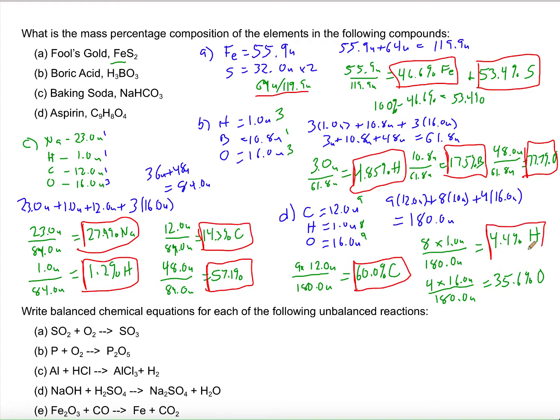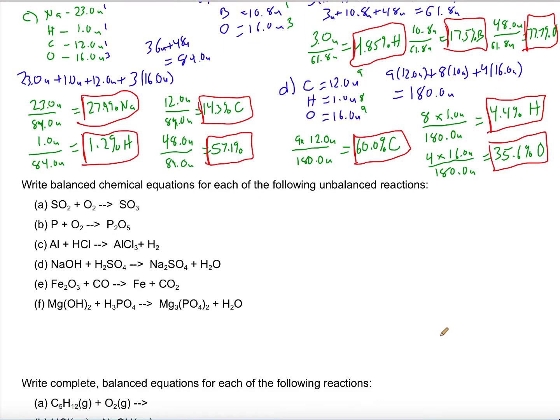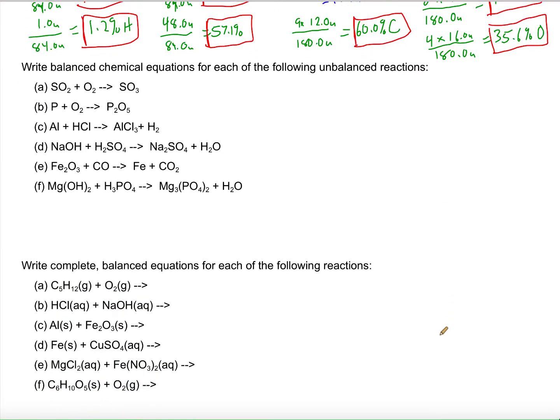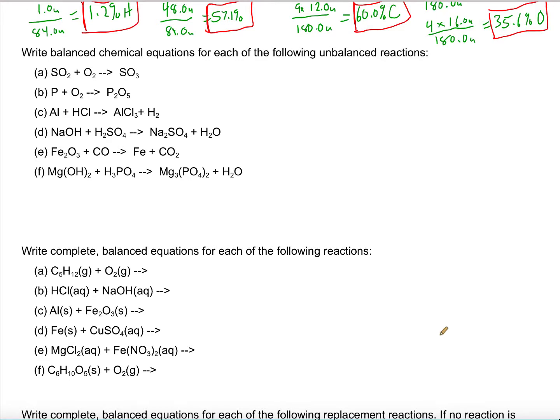And again, if you add them all up, a good check to make sure you didn't make any silly mistakes is to make sure they do add up to 100. So let's move on to our third question here. Our third question asks us to write some balanced chemical equations. So now we have to balance these chemical equations. And let's look at how we can go about doing that.